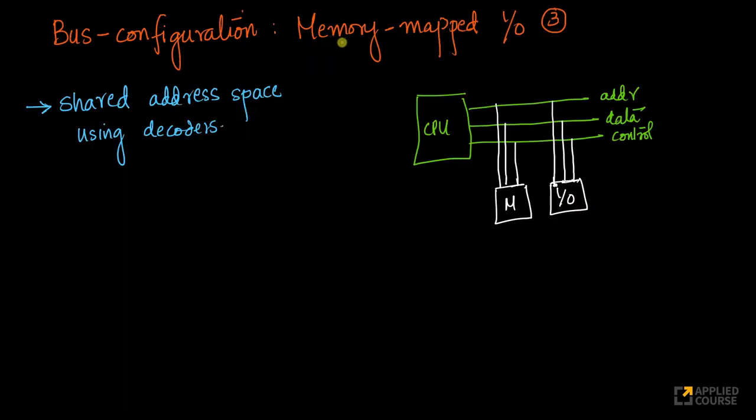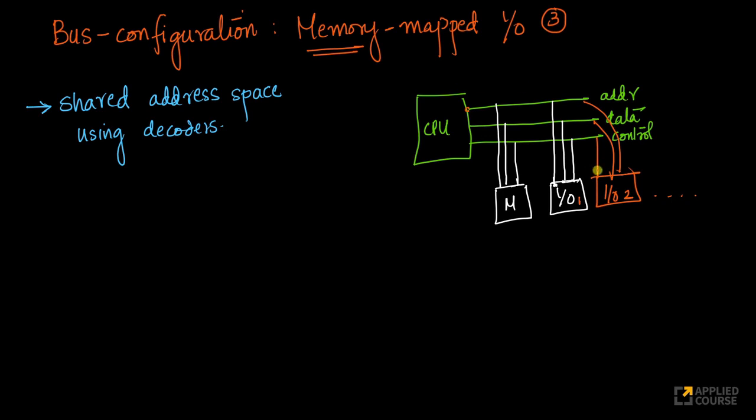The third thing is called the memory mapped IO configuration. This is also a very ingenious solution. Let's assume from my CPU, I have my address lines, my data lines, and my control lines. The same address lines, data lines, and control lines are connected to my main memory, and they're connected to my IO devices. This is, let's say, IO device 1. I could also have another IO device, multiple IO devices, so this is my IO device 2, and so on. So the same lines are connected to my main memory and to my IO devices also.